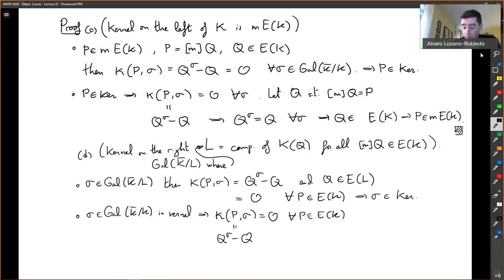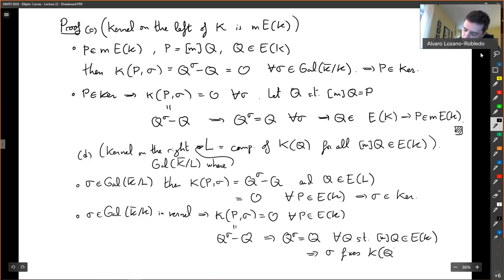again, this is sort of like the same proof over and over again, but this says that Q sigma is Q for all Q such that M times Q is in EK, really, because I can pick any P in EK and then take a pre-image Q, and then the fact that sigma is in the kernel is going to tell me that Q is fixed, and therefore sigma fixes KQ, and therefore sigma fixes the compositum of all such fields, which is L. And therefore, sigma is in the Galois group of K bar over L. And that proves the other direction.